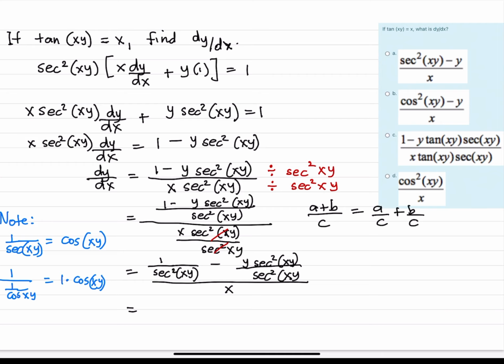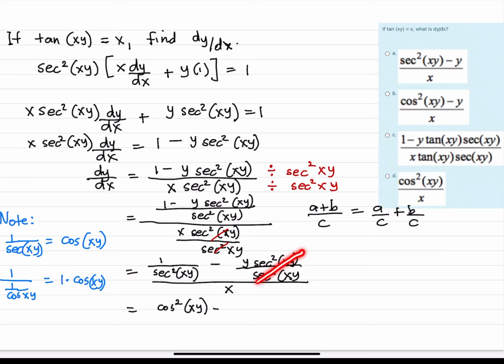Now let's continue. What then is 1 over secant squared xy? This must be cosine squared of xy minus, looking at the second term, we have a common factor.